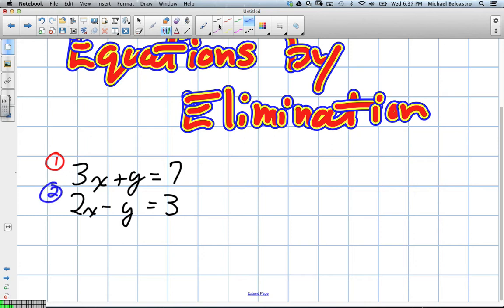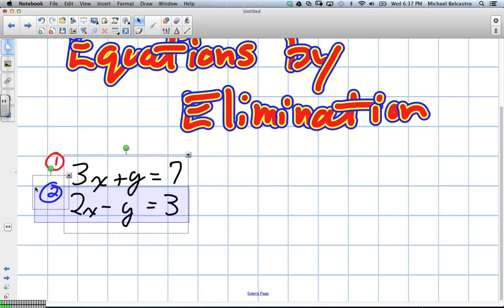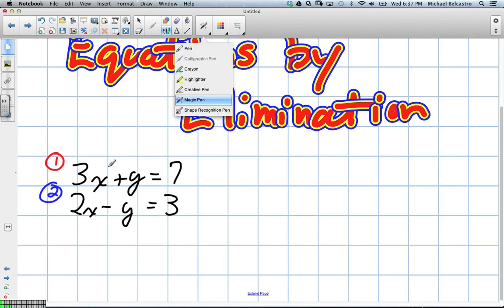Now, to solve by elimination, what we need to do is line up our variables. We need to have our x's above our x's and our y's above our y's, and whatever's on the other side of the equal sign, so usually our constants, with each other. Now they've already done this for us.